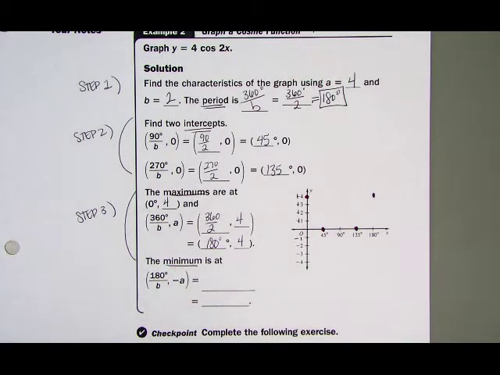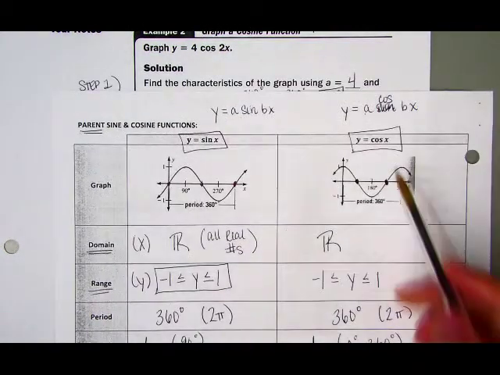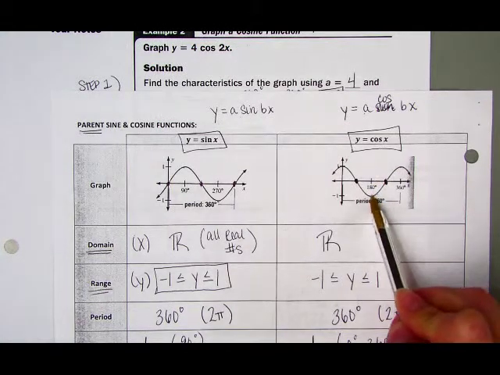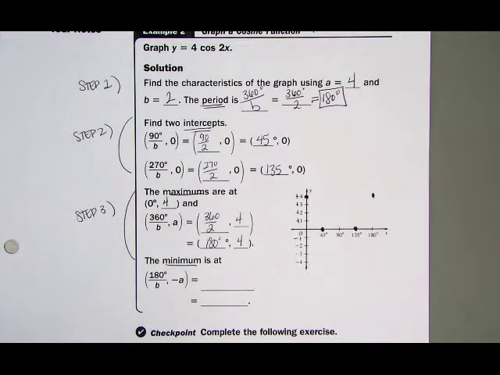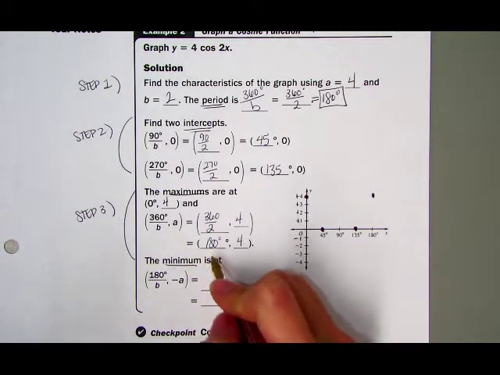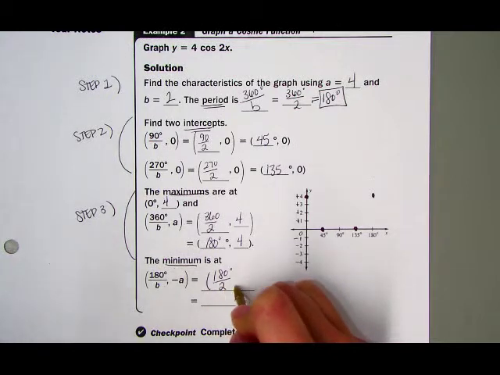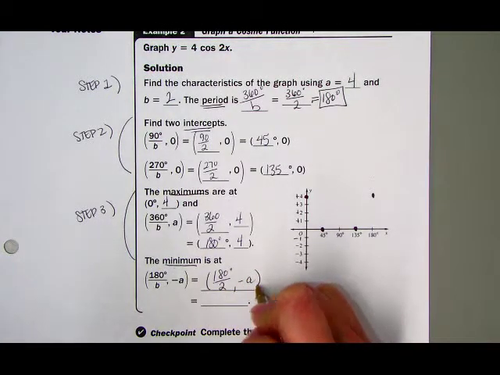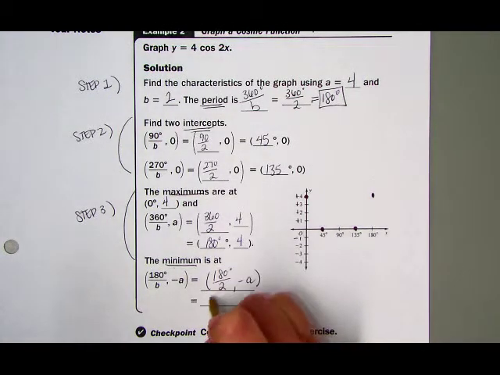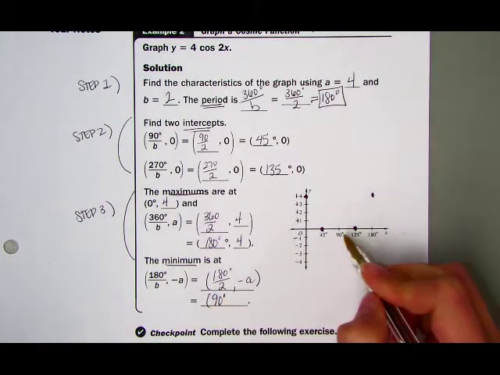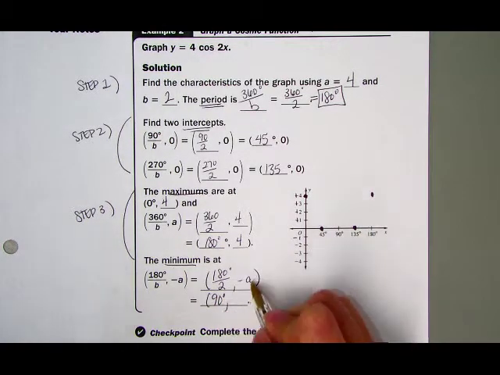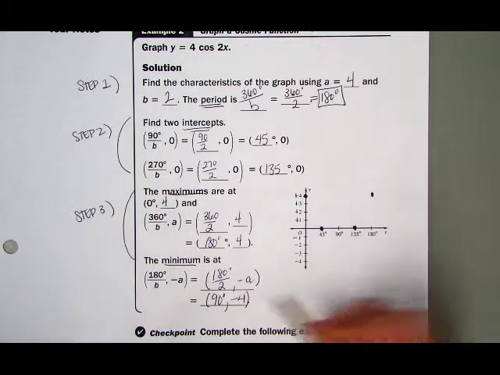Lastly, our minimum, if we go back to our cosine values here, our minimum happens at 180 degrees. If we scale that by our b value, 180 degrees divided by b gives you 180 degrees divided by 2 and negative a. So 180 divided by 2 gives you 90 degrees, which is our last guy here. Negative a, which is negative 4.